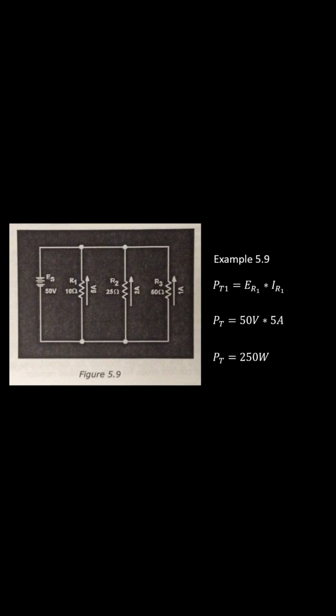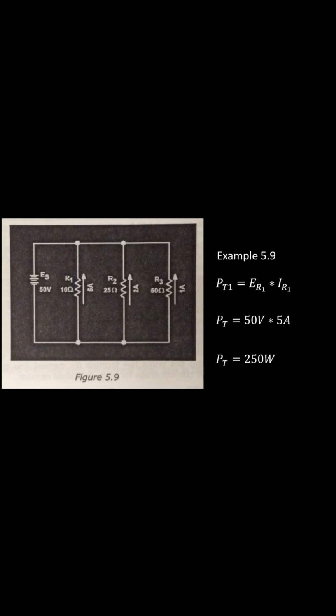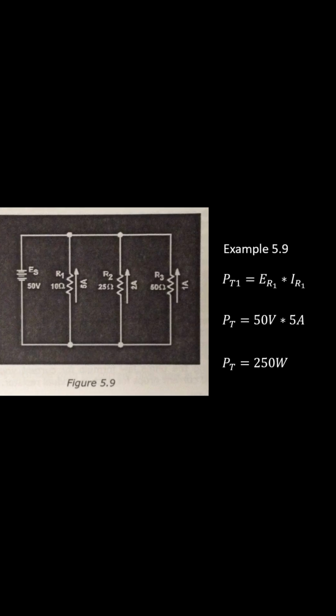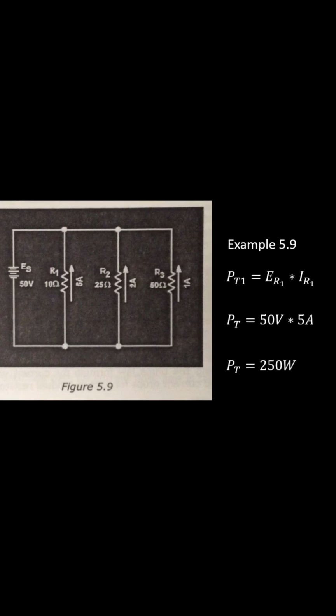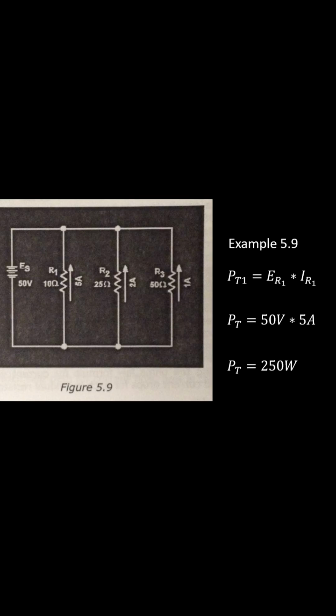Power in a parallel circuit is the total of each branch circuit power added together. The formula to find power in each branch is P total 1 equals ER1 times IR1. Referring to figure 5.9, we can plug in the values. PT1 equals 50 volts times 5 amps equals 250 watts. Now if you do this for each branch and add them together, you will get the power total for the circuit. If you were to remove any one of these known values, like in figure 5.9, you could use Ohm's law to solve for the unknown value.